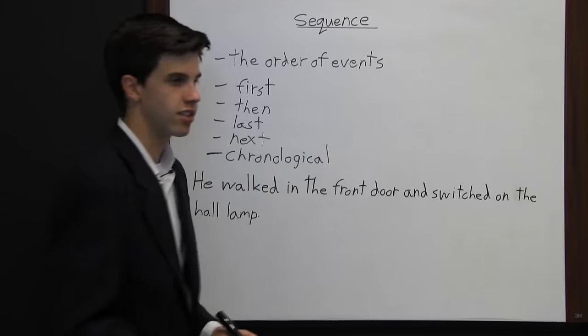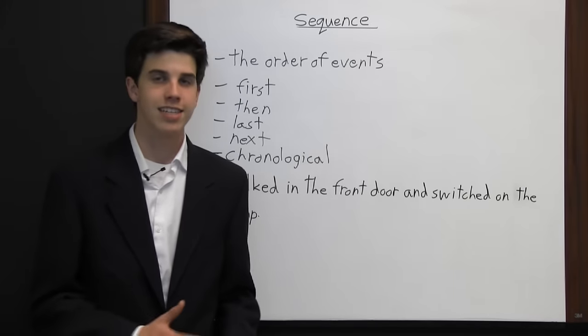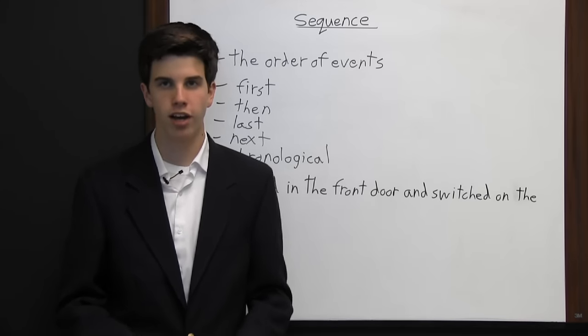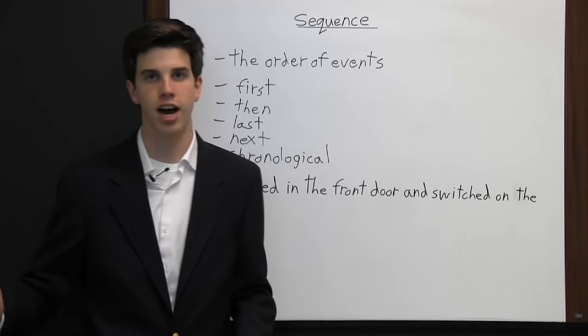Basically, chronological means based on time. So if I was talking about my day, I would say, okay, at 7 o'clock I got up, at 7:30 I ate breakfast, at 8 o'clock I went for a run, and then at 12 o'clock I ate lunch. See, that's chronological. It's proceeding through time.